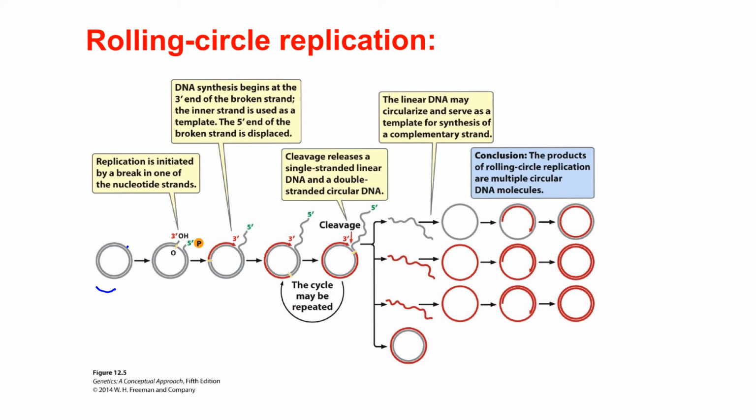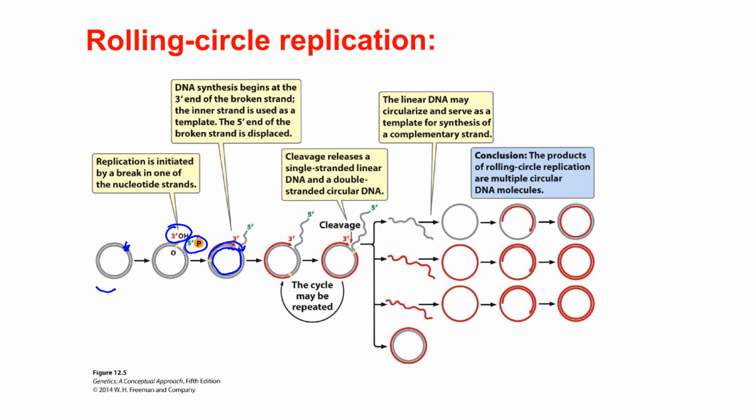This break in one strand creates a 5' end and a 3' end. You recall the 5' end has a phosphate and the 3' end has a hydroxyl group. Now the 3' end hydroxyl group serves as a base where new nucleotides are added by polymerases, and the strand which was not cleaved, the intact strand, serves as a template. So as new nucleotides are added to the 3' end, this newly growing strand displaces the 5' end. And this displacement and synthesis of the new strand continues until it reaches the end.